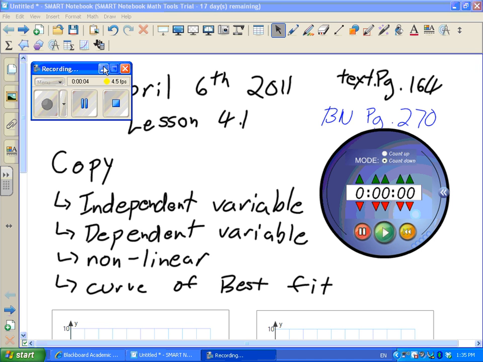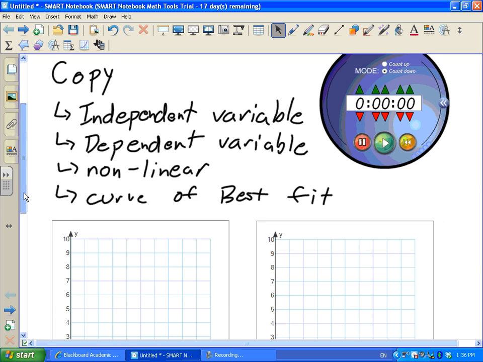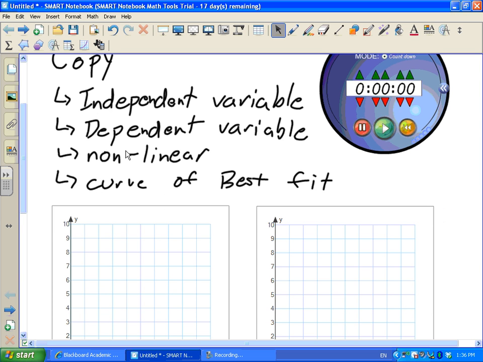Okay, today is April 6th, 2011. You guys are on textbook page 164 and your blue notebook page 270. And we're going back a chapter, so we're going over to lesson 4.1. I wanted you guys to get down these definitions here. They're going to be pretty important for today's lesson.